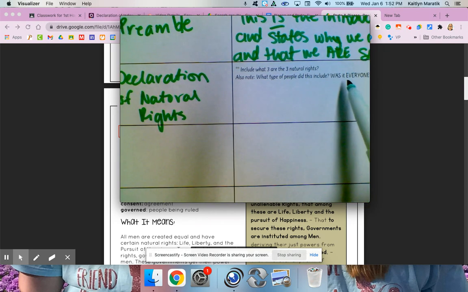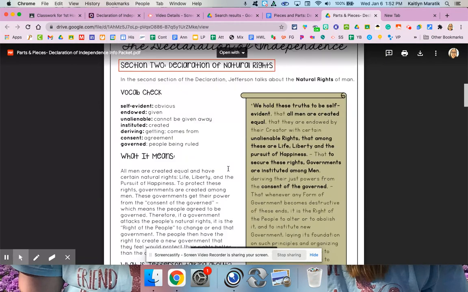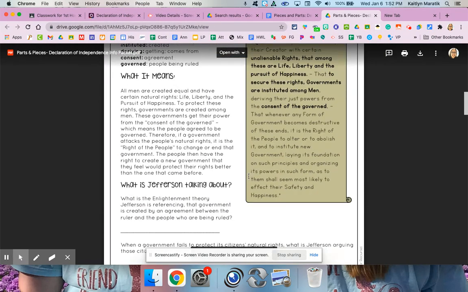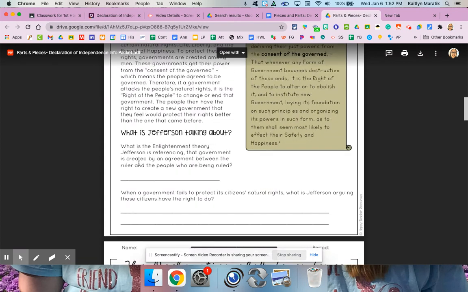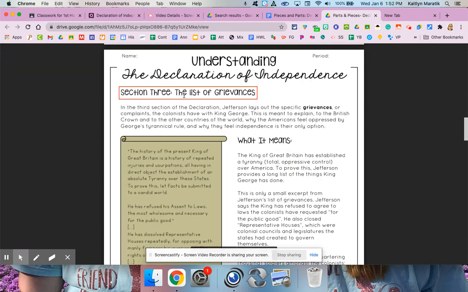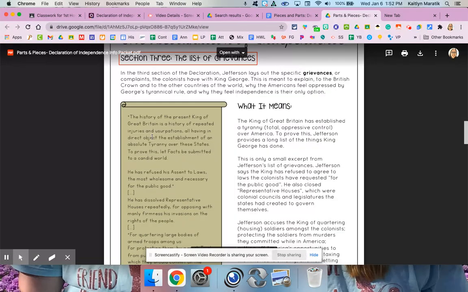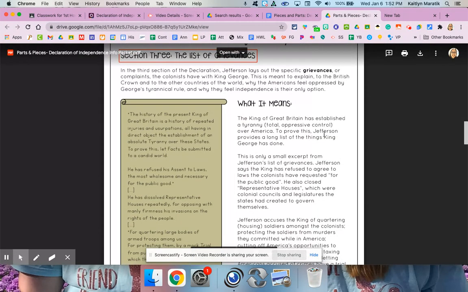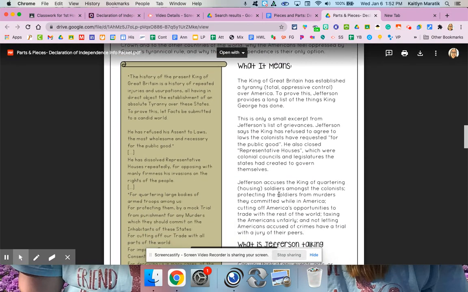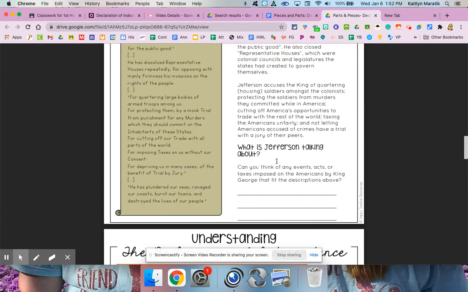What type of people did this include? Was it everyone? So when you get here, there are 2 things: the actual text and what it means. For the third part, it's this list of grievances. There's a little paragraph here to help you. There's the actual text, well, a blurb of it because there were a lot of grievances, and then also what it means. So go ahead, explain why that is important.